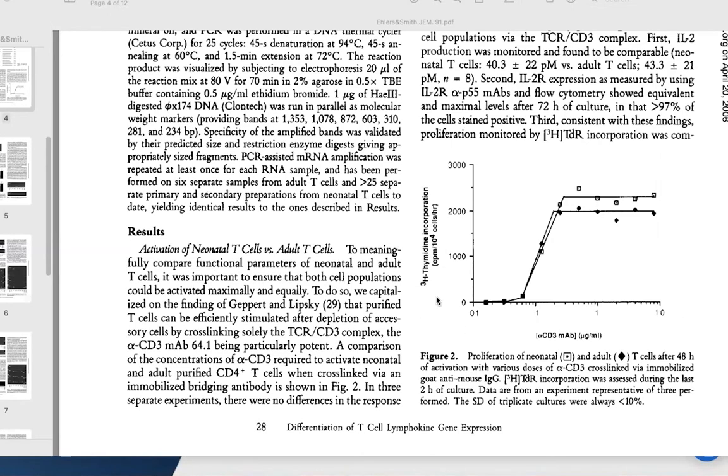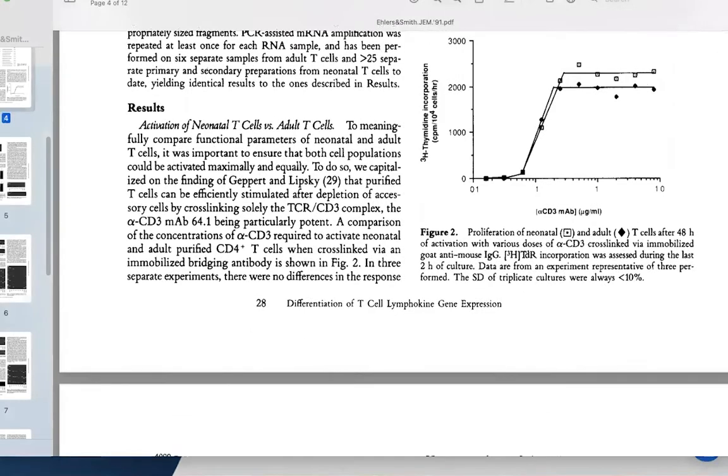This is thymidine incorporation here. This is increasing concentrations of the antibody to CD3. And as you see, the concentration goes up. These are the cord blood lymphocytes, T cells in the open squares, and in the solid squares are the adult T cells, and they're absolutely essentially identical. So that part of the system worked.